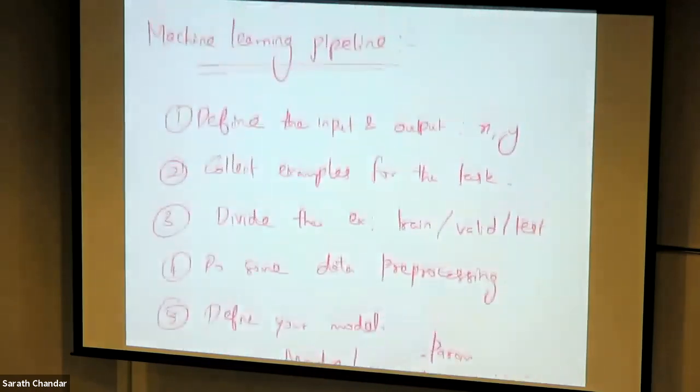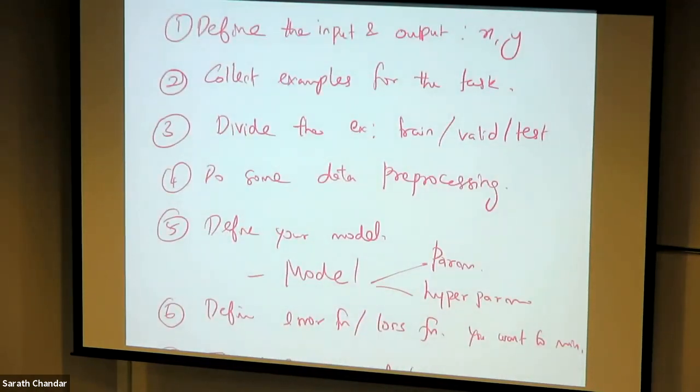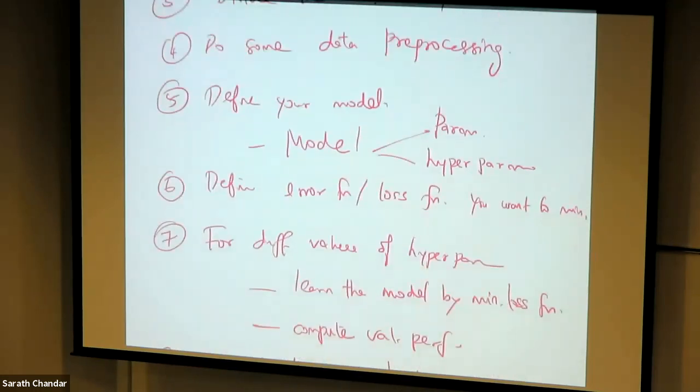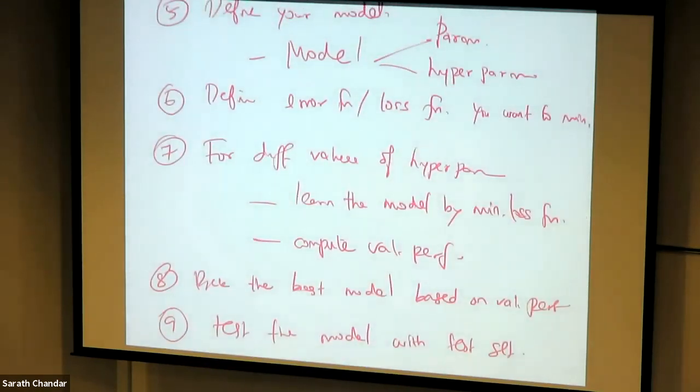So you start with the first definition of the task. The task has some input X and output Y. And you collect examples, you divide the examples, you pre-process. So these are all your initial steps. Once you finish that, that is where the model comes in. So you decide a model. What are the hyperparameters and parameters of the model? And you also define an error function to minimize so that you can find the parameters. And you do hyperparameter selection based on the validation set. And finally, you compute the test performance.